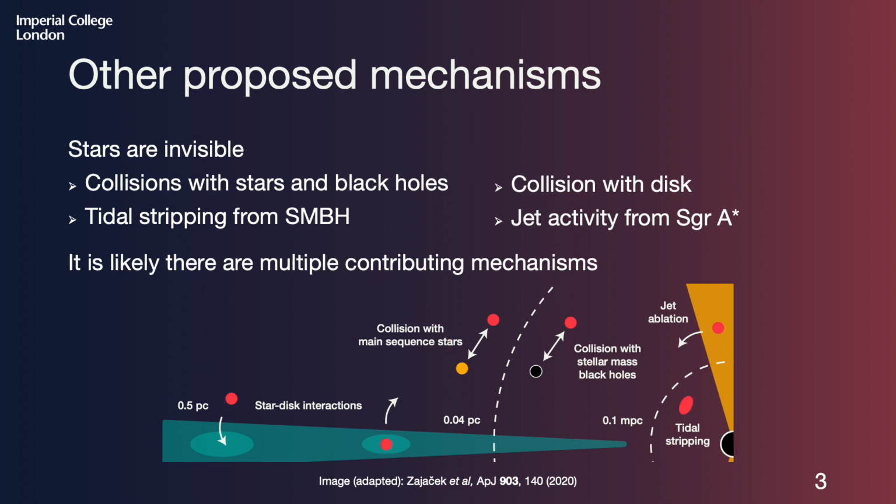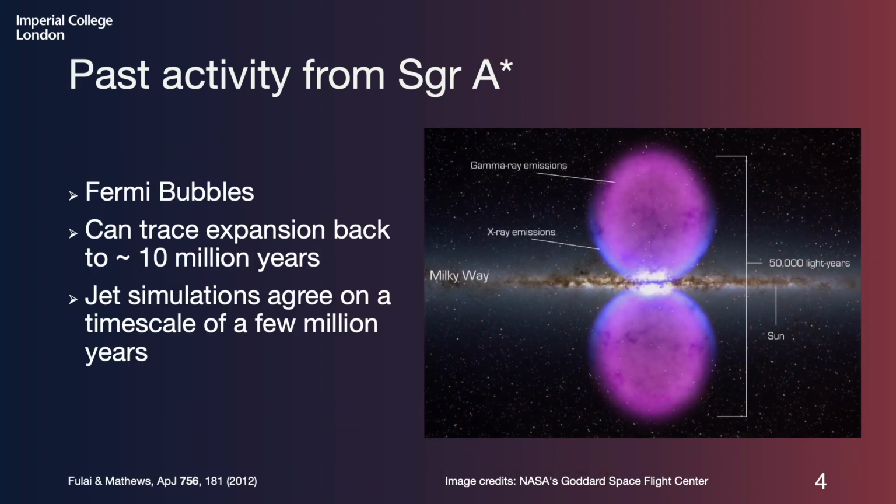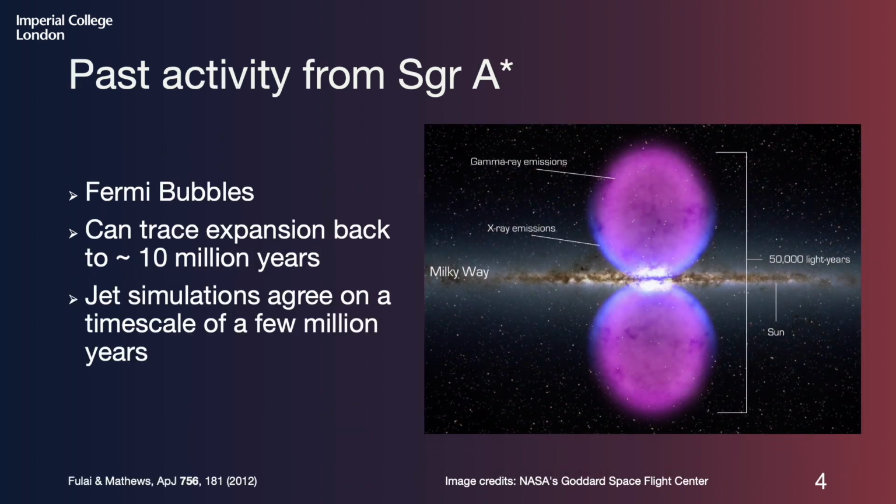Our proposal is that photoevaporation can also strip the stars of their envelope and perhaps help complete this picture. But to do this, we have first to assume that there was past activity from the central supermassive black hole, and we have evidence of this in the form of the Fermi bubbles.